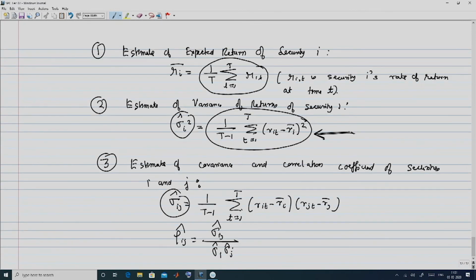Okay, so this gives us a way to make use of the historical data to estimate the basic data sets that are needed in order to move on to a portfolio optimization process, namely an estimate of the expected return, an estimate of the variance, and the estimate of the covariance and equivalently of the correlation coefficients.